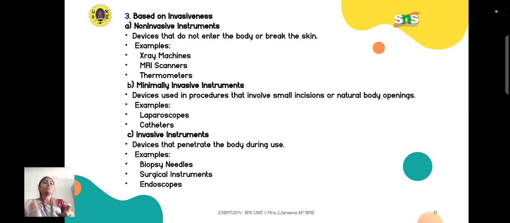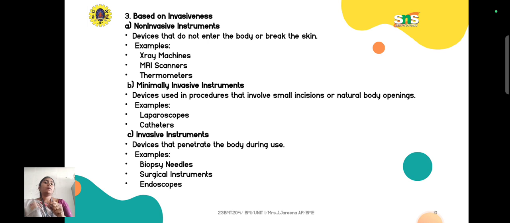Non-invasive means the device doesn't have direct contact with the body, in the sense there is no need of breaking or cutting the skin. So in that case we are not having direct contact with the targeted organ that we want to measure.